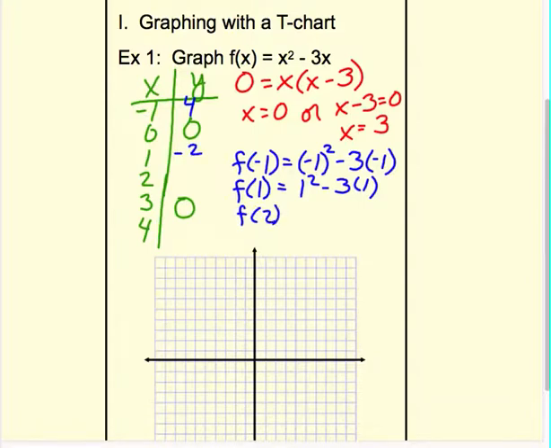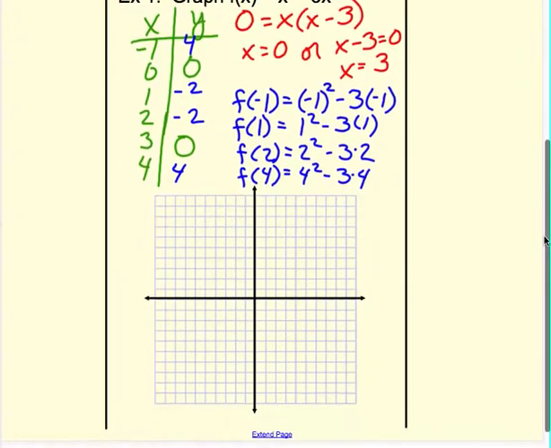Evaluating the function at 2, 2 squared minus 3 times 2. We get 4 minus 6 is -2. And finally, evaluating the function at 4, we get 4 squared minus 3 times 4. 16 minus 12 is 4. So what we know is that we're going to have a turning point somewhere between 1 and 2, probably halfway between. That'll give us our vertex.